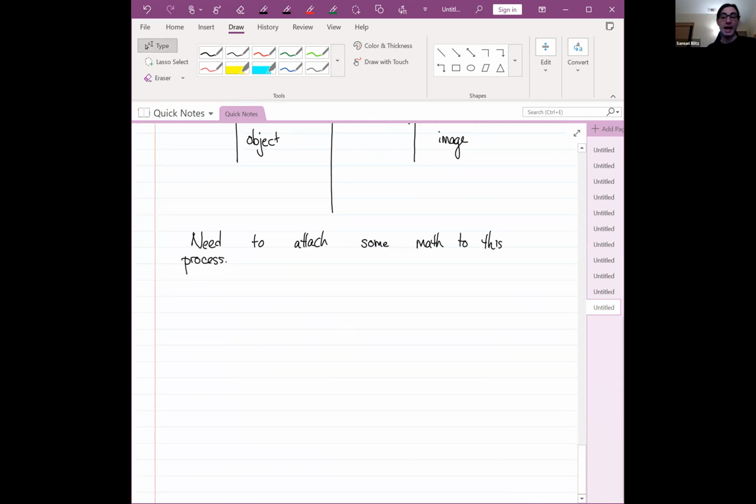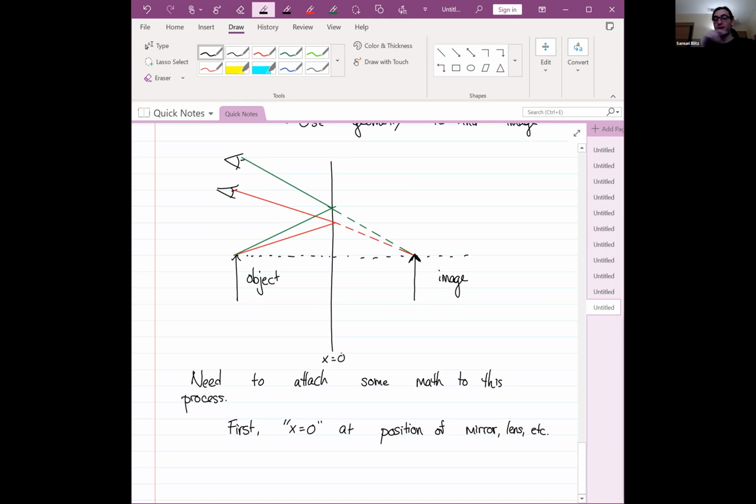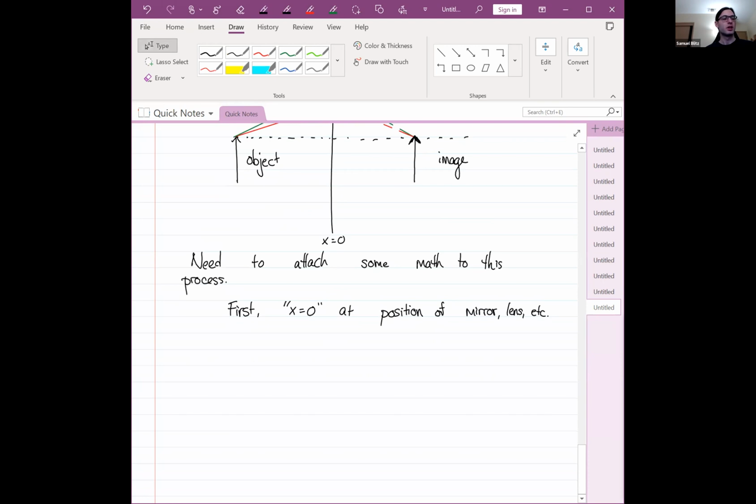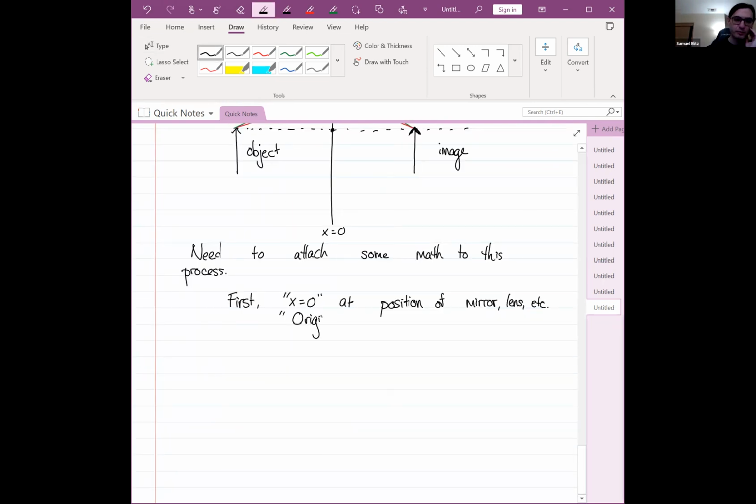First, as with most things in physics, you want to establish a coordinate system. We're going to put x, the horizontal axis, and say that x is equal to 0 at the position of the mirror or the lens, or whatever optical device. So x would be equal to 0 here. We call the midpoint the origin. So you have two axes. One is the horizontal axis, also known as the optical axis, which passes through the middle of your optical device, and then you have your vertical axis. But don't worry about the optical axis just yet.